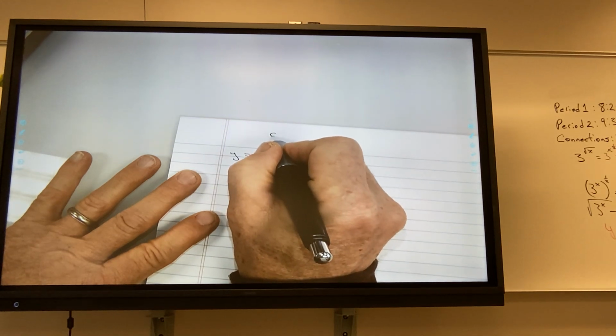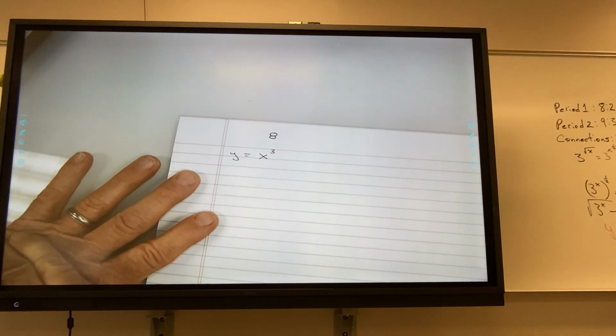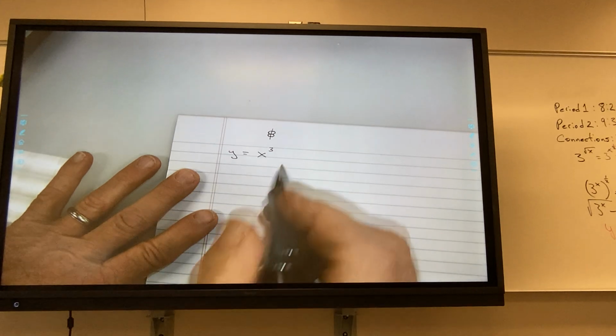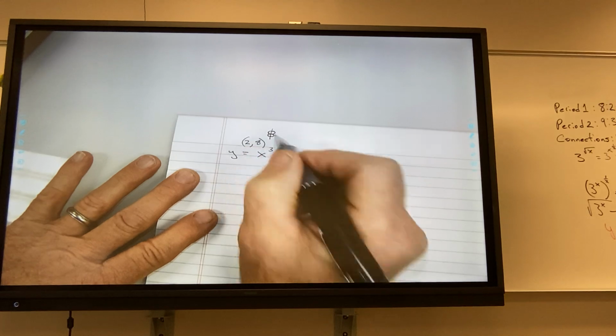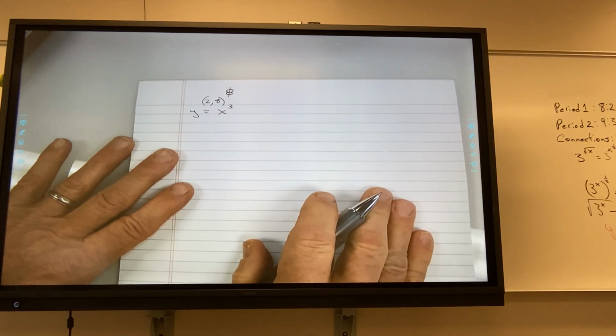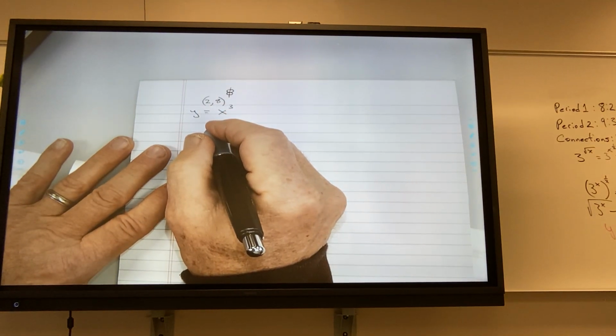Here's the first one. Here's the second one. Okay, 2 cubed. 2, 8, he said. Everybody would agree with that? Looks like upside down Frosty impaled on a stake. We are going to come up with the equation of the tangent line at 2, 8.